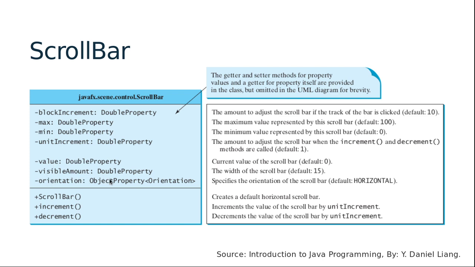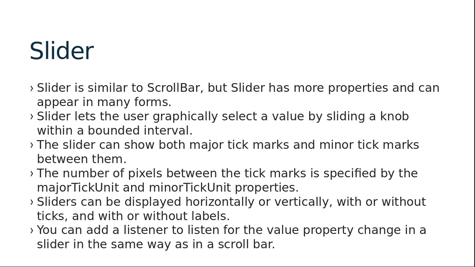Then the value property defines the current value of the scroll bar. Visible amount is the width of the scroll bar. Then the orientation, whether you want it horizontal or vertical. Default is the horizontal scroll bar. So that's the scroll bar. Now, we are not going to create a scroll bar, but we are going to create a similar kind of thing, and that is the slider. A scroll bar and a slider are much similar to each other, but the slider has a few more properties that we can define and show on the screen also.